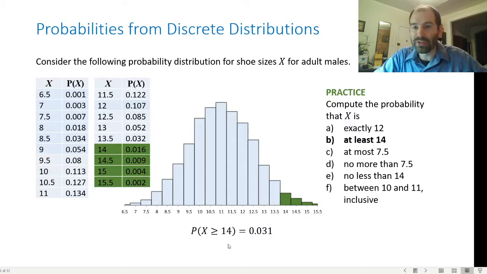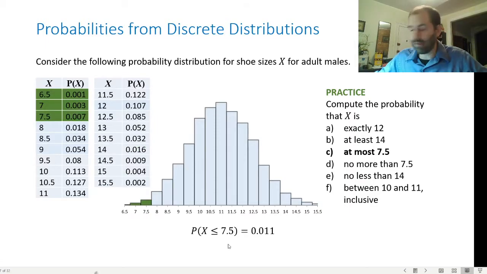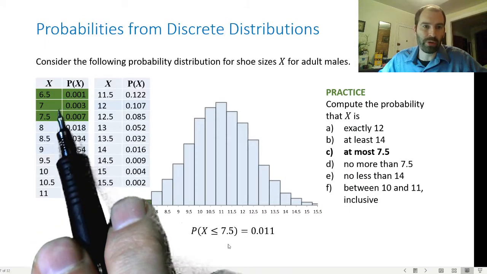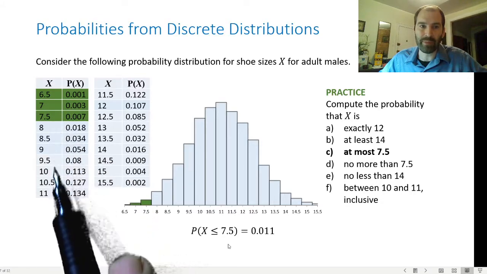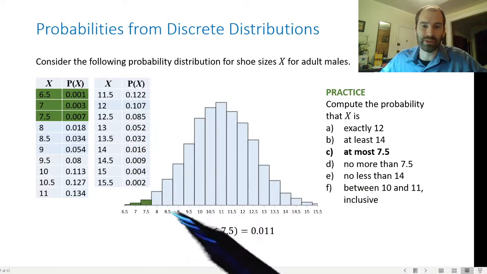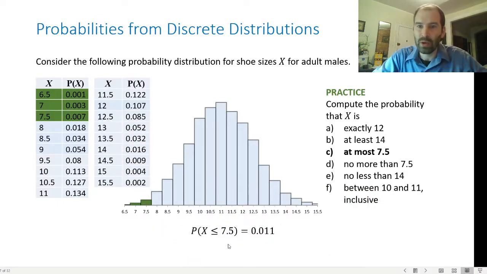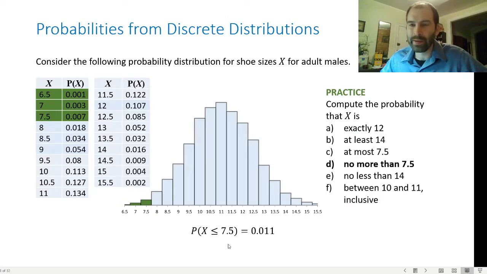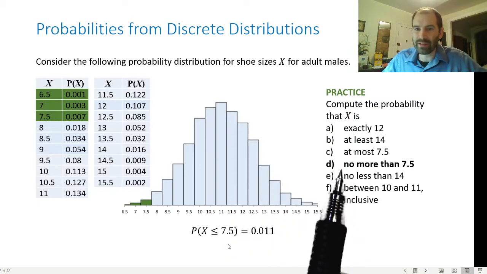What about at most 7.5? At most, what does that mean? Well, that means I can go up to that value, but not past it. So I go all the numbers up to 7.5, but not beyond. I can be at most that much. So I'm going to add up these probabilities. And that's my answer. What about the next one? No more than 7.5. Well, that means I can go up to 7.5. I just can't go past it. It's the same thing. To say at most and no more than, same thing, right?